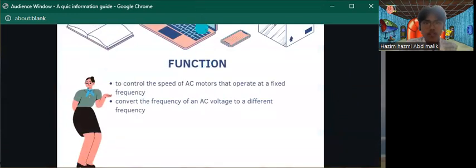Next, the function of the single phase to single phase cycloconverter. The function is to control the speed of an AC motor that operates at a fixed frequency by changing the frequency of the AC voltage, converting the frequency of an AC voltage to a different frequency to meet the needs of various electrical system devices.